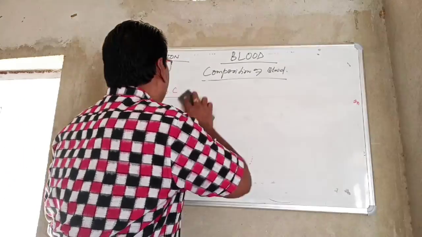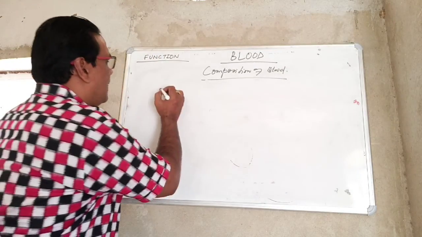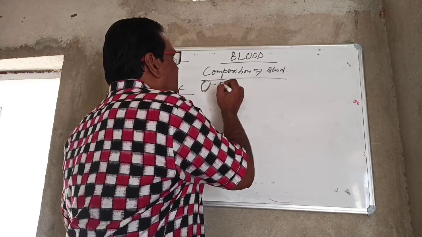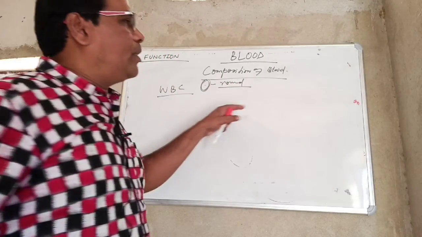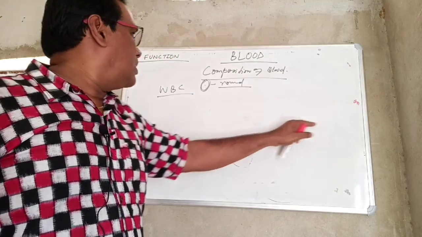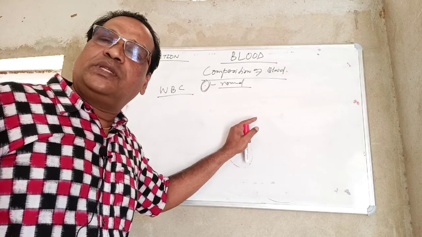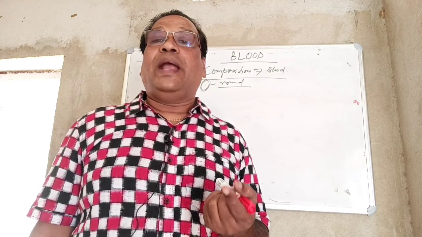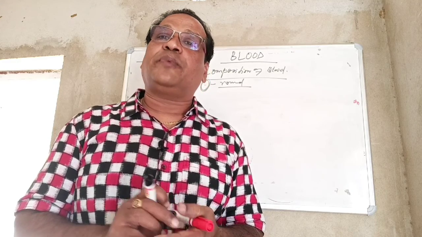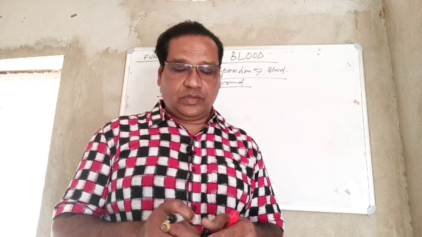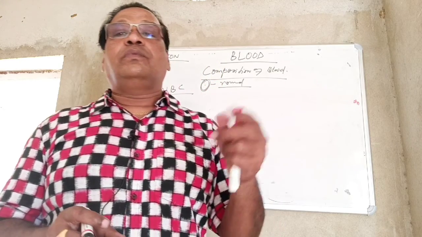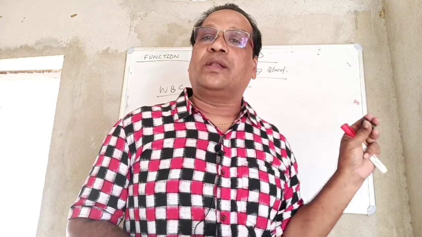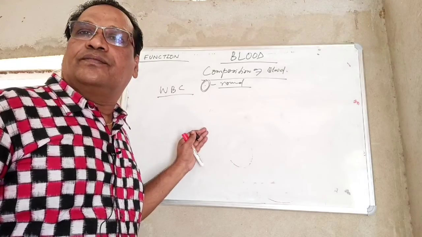Next is your WBC. WBC is also a round cell structure. The structure is round in shape, and I already told you the number of WBC present. The main function of WBC is to fight against infection. Infection takes place due to the presence of bacteria and viruses. So WBC starts to fight with them so they do not enter your body.